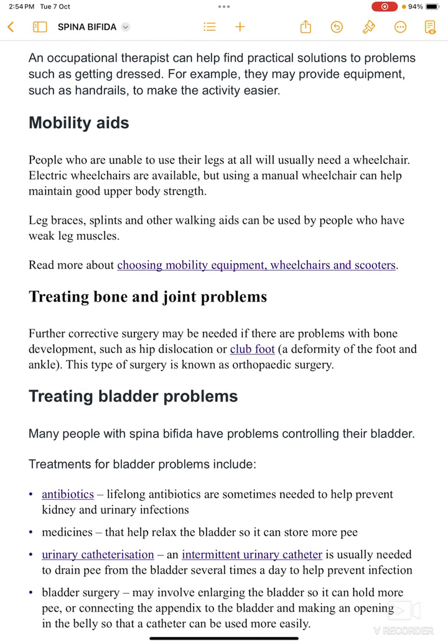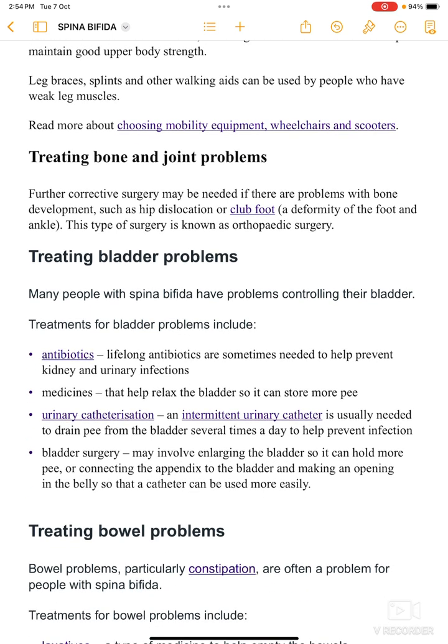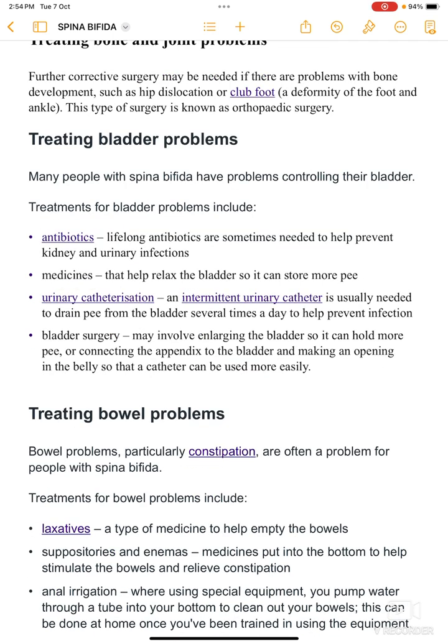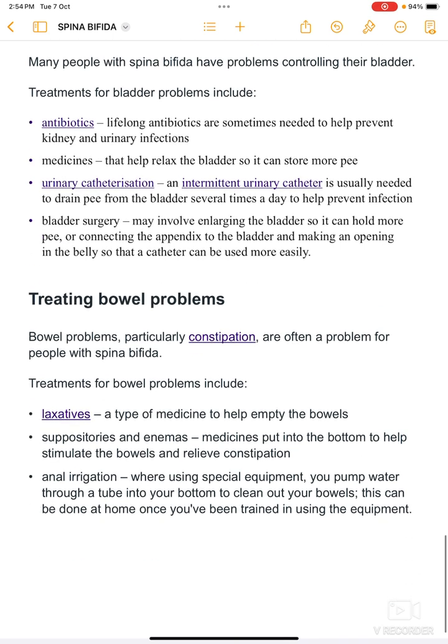Mobility aids like wheelchairs, braces, splints and walking aids for weak leg muscles. Treating bone and joint problems: here we can see deformity of the foot like club foot, and problems like hip dislocation. This type of surgery is known as orthopedic surgery. Treating bladder problems like incontinence: here are antibiotics, medicines, urine catheterization and intermittent urine catheterization, or bladder surgery.